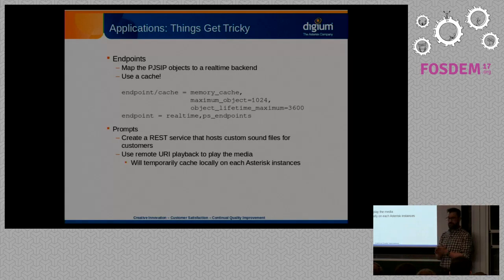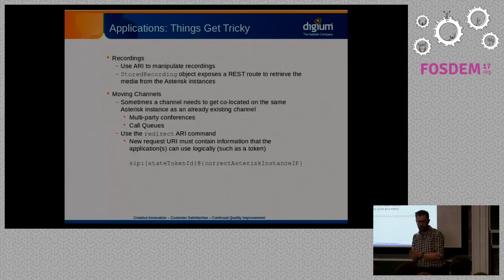Prompts. How do you handle prompts? Have your developers create a small REST service that exposes custom sound files for customers, and store the media in S3 or some other blob object storage front-ended by the REST API. Asterisk 14 has the ability to do remote URI playback to play back that media. If you issue a playback command using any of the dial plan applications or AGI or through ARI, it will pull that media down locally, cache it for some period of time, and then play that back for the customer, so that you don't have to keep pushing specific customer prompts onto specific Asterisk instances.